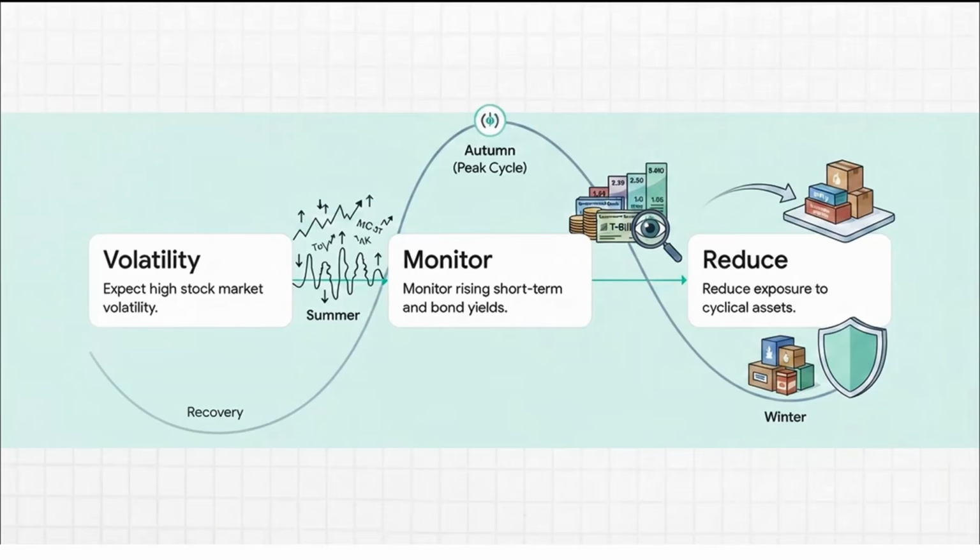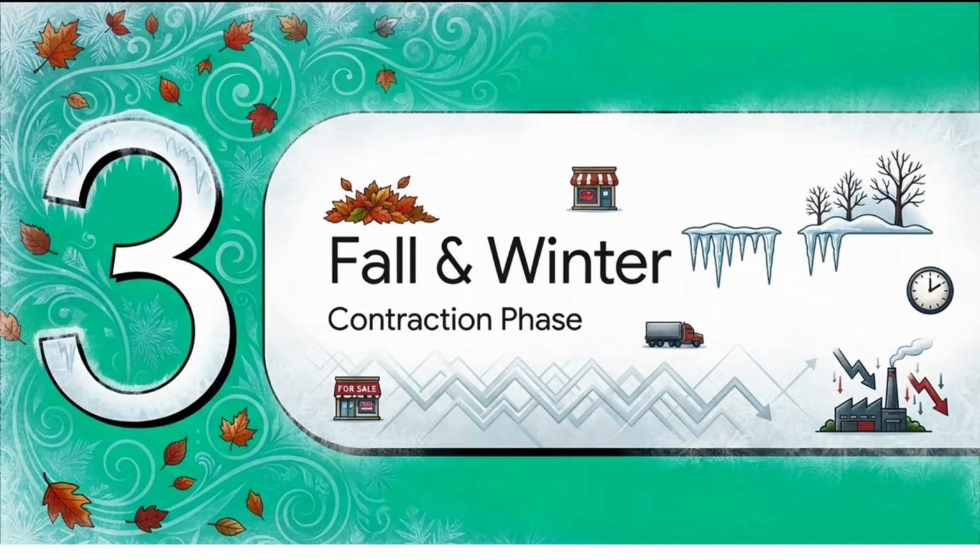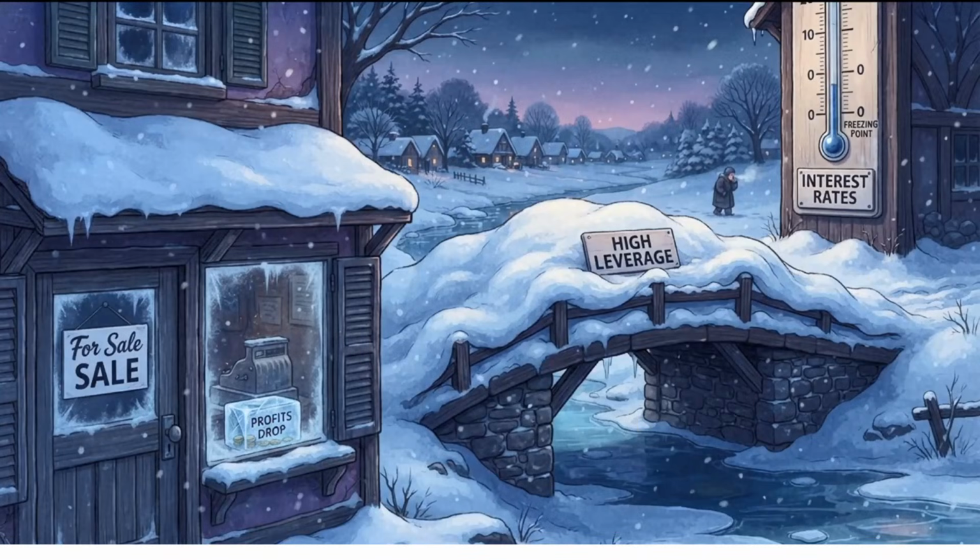The punch bowl is literally being packed up and taken away. And inevitably, that brings us to fall and winter, the slowdown and contraction. The economy has peaked, the leaves are falling, and we are entering the harsh, cold reality of a recession. It's not pretty, but it is predictable. Business profits and factory production start to slump.